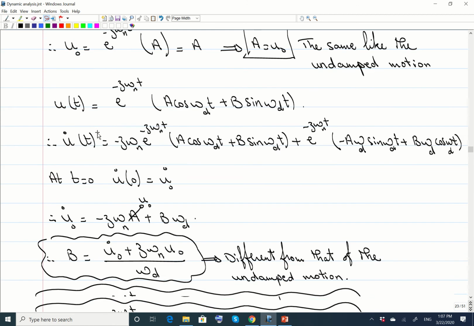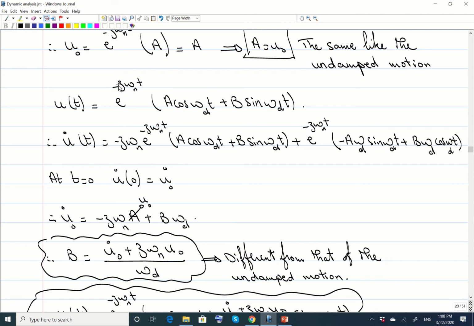But on the other hand, u of t now is e power negative zeta omega n t, a cosine omega d t plus b sine omega d t. Finding the derivative of this equation with respect to time to find the velocity, you're going to have this function multiplied by this. When you have two functions multiplied by each other, the derivative is the first function multiplied by the derivative of the second function plus the second function multiplied by the derivative of the first function.